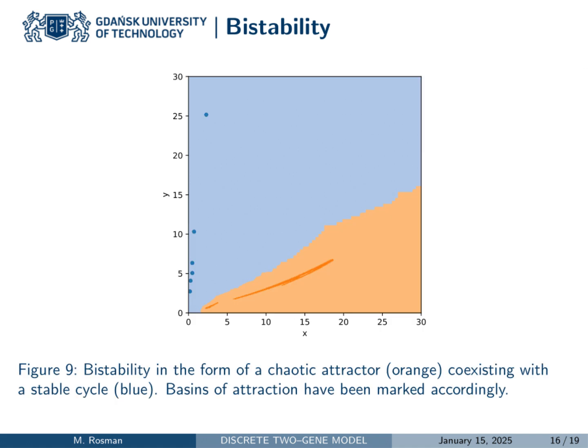Upon closer examination, we have found a variety of different types of Bistability. Here, we can see a stable cycle right next to a chaotic attractor. Other types include two or more stable cycles or two chaotic attractors. Such kinds of Bistability have never been described before for the Andricat-Kaufman model.